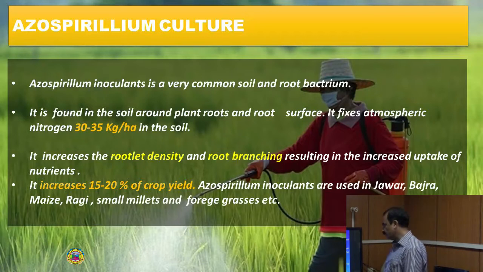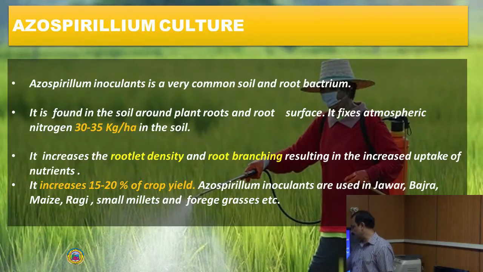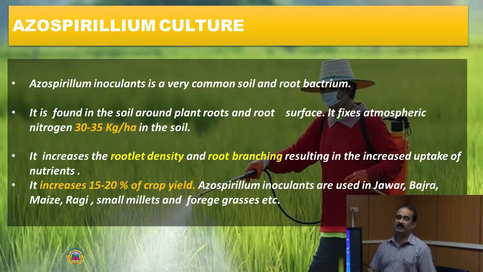It is suitable for the jowar. It is used in jowar, bajra, maize, ragi, small millets and forage grasses.